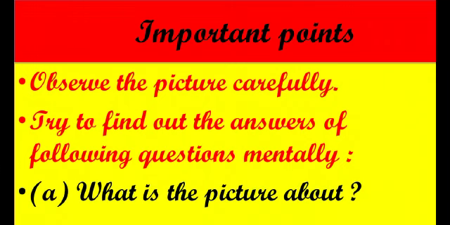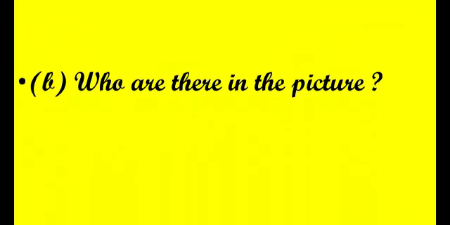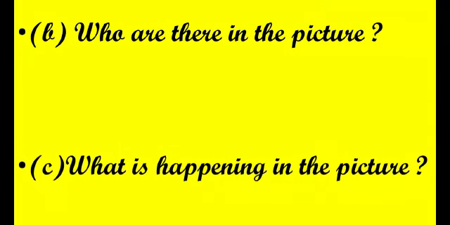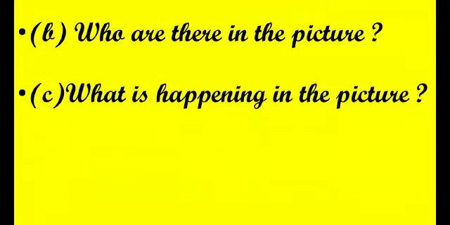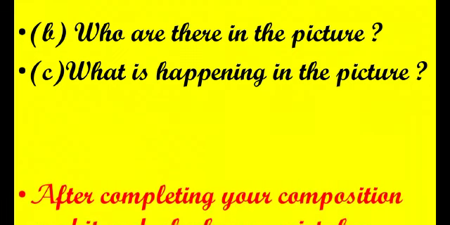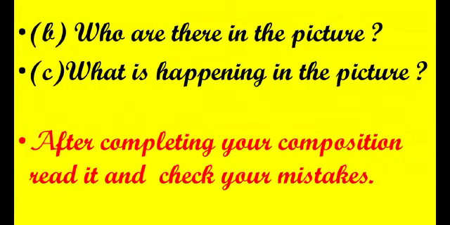First one is, what is the picture about? Second question is, who are there in the picture? Next one is, what is happening in the picture? After getting answers of all these questions, you can write down your composition. And very important point is, after completing your composition, read it and check your mistakes.